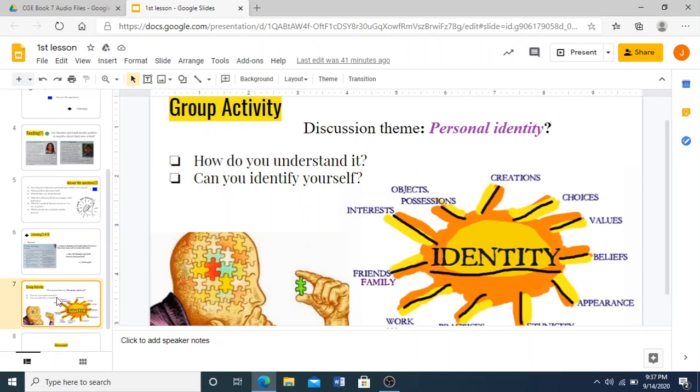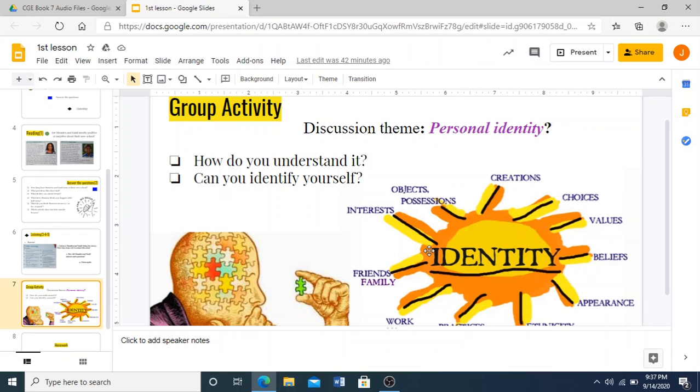It's just a recap, group activity, talking about personal identity. Personal identity. How do you understand it? To you, what does personal identity mean? You know? Can you identify yourself? Let's talk about this generally now. What does personal identity mean to you? How do you understand it? Can you identify yourself? If I ask you to identify yourself, what are you going to say?